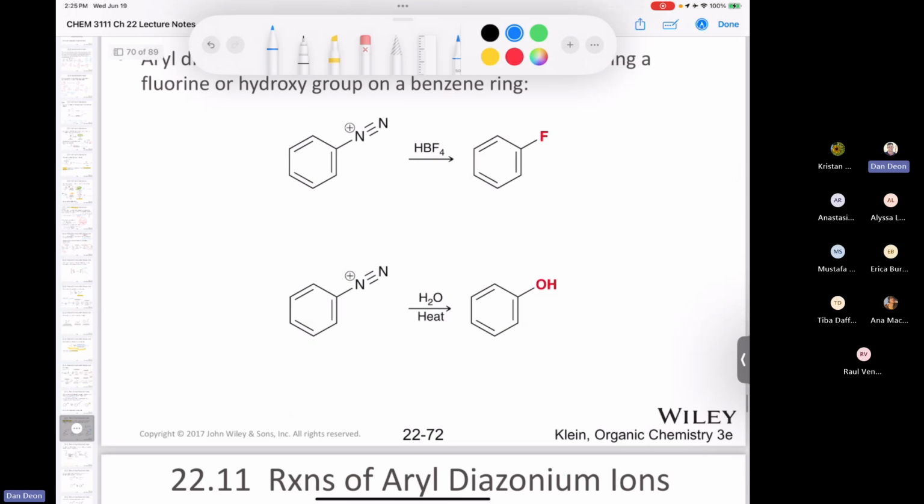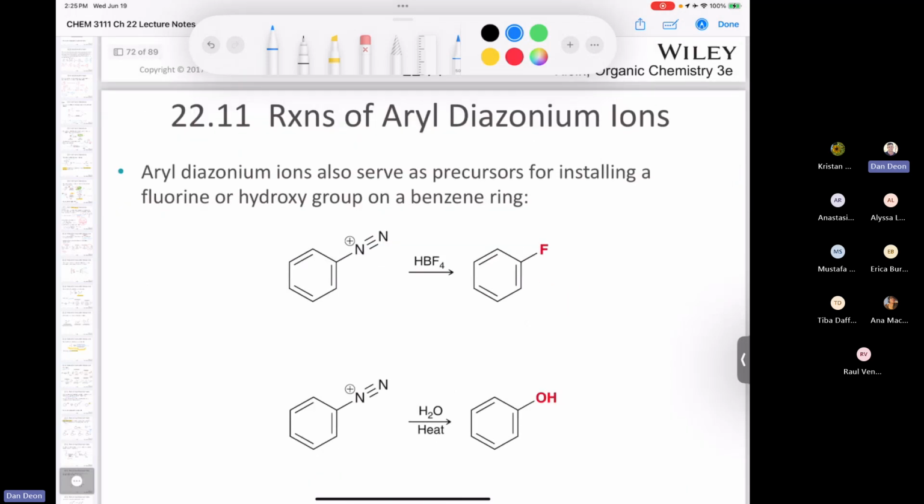Another reaction is this one here, and you've probably never thought of this acid recently, HBF4. This is called fluoroboric acid. There's no mechanism provided for this, but this is a way to install a fluorine on a ring. We haven't looked at any ways to install a fluorine on a ring so far. And this reaction actually has a name. It's not in my slides, but this is called the Schiemann reaction. The Schiemann reaction installs a fluorine.